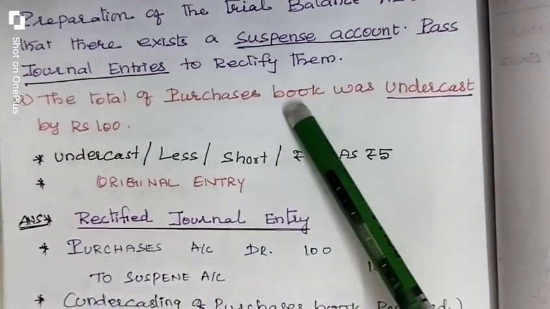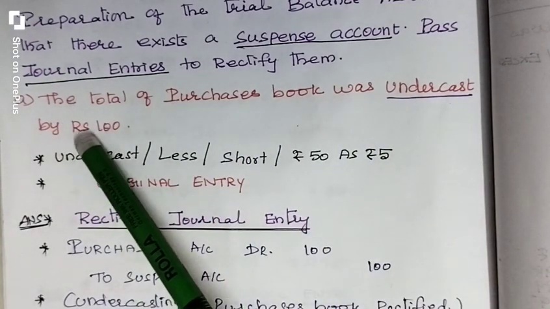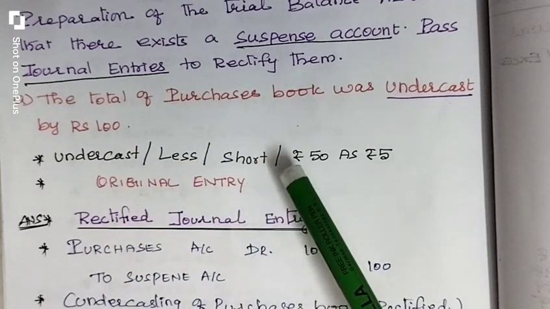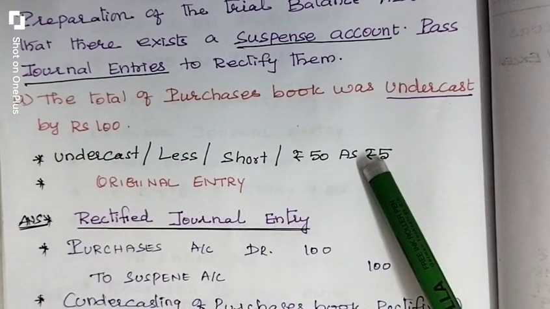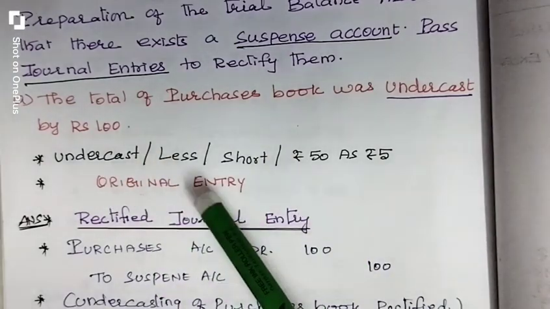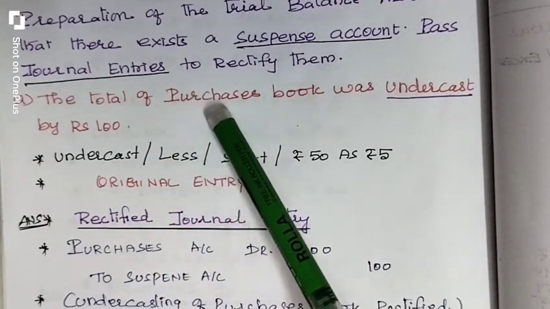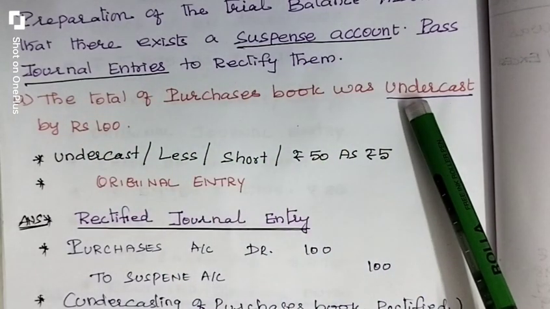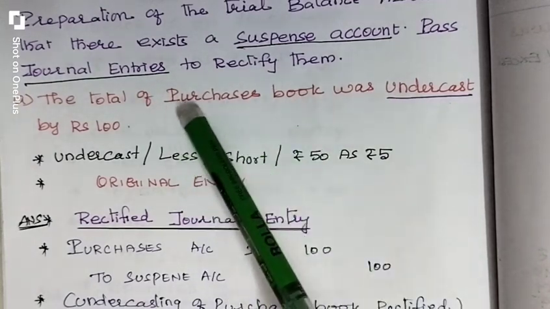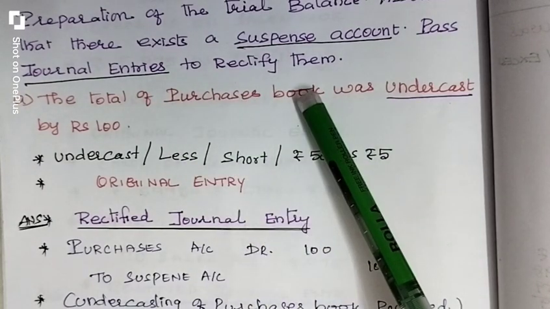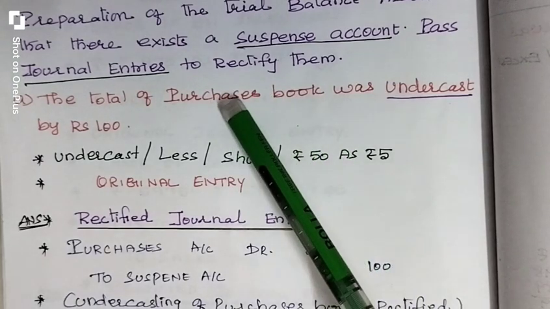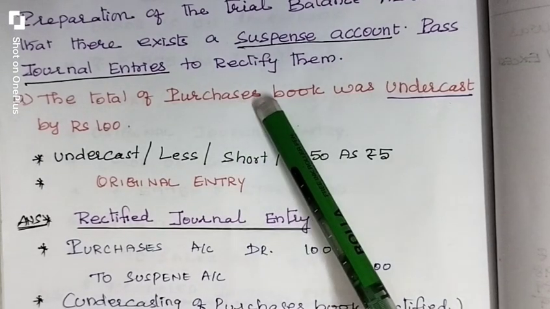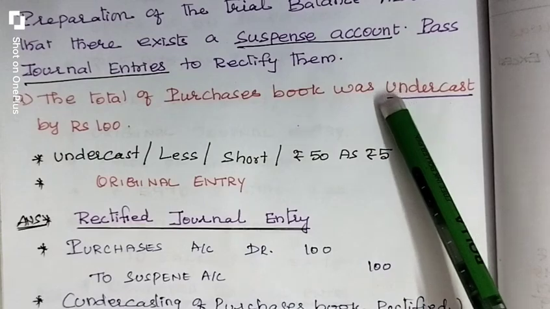The total of the purchases book was undercast by rupees 100. Whenever you see undercast, that is less or short, like 5 instead of 50, you have to follow the original journal entry. What is meant by original journal entry? What book is affected here? Purchases book shows 100 rupees undercast. Where does the purchases account show in a journal entry? It is on the debit side. Purchases account debit. So you have to follow the original journal entry for the undercast.